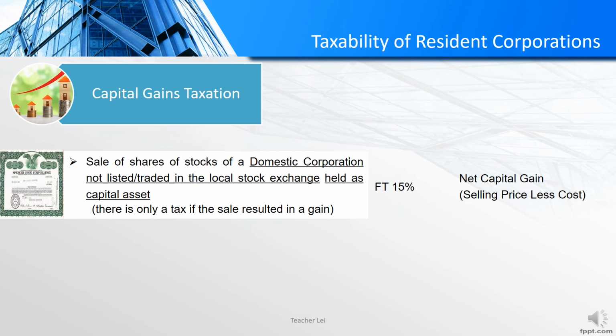Take note that there is only a tax if the sale resulted in a gain. If there is a loss, then there is no capital gains tax. In here, the resident corporation is selling shares of stocks of a domestic corporation. For capital gains taxation, the tax is due within 30 days from the date of sale.